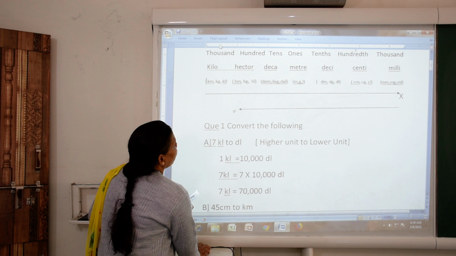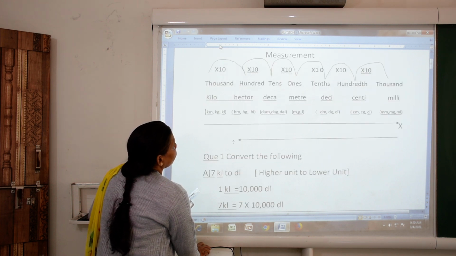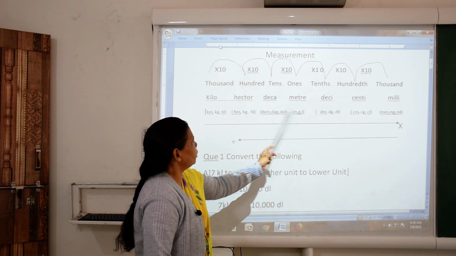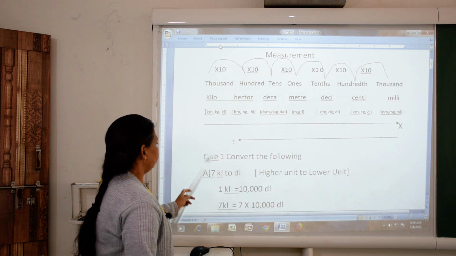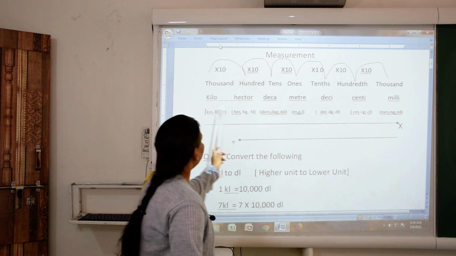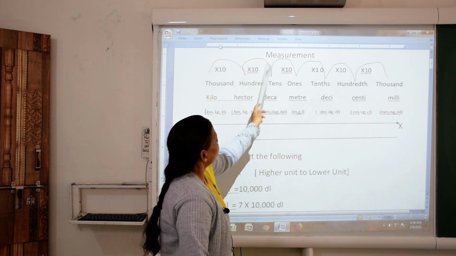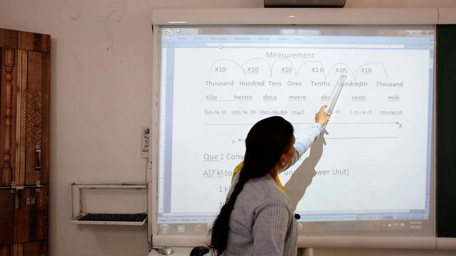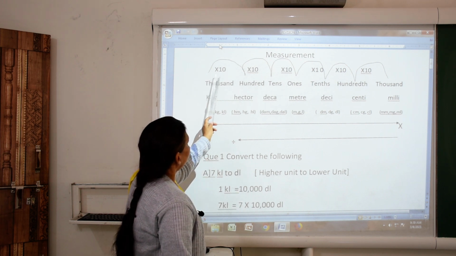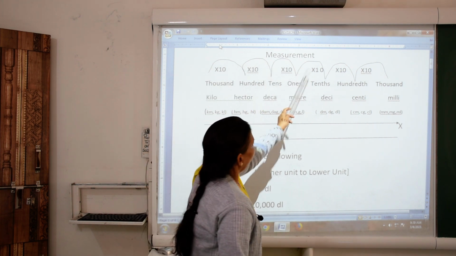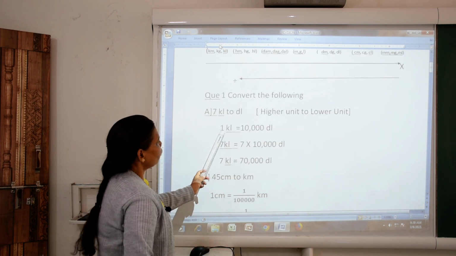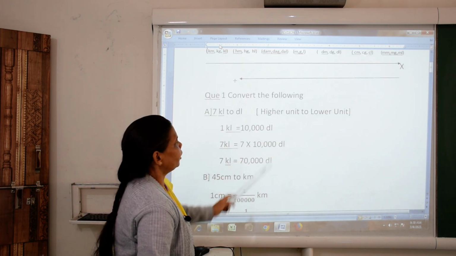So you know, children, how to convert. You have to remember all these series of units. So kiloliter here and deciliter here. How many jumps here? 1, 2, 3, 4, and deciliter here is 5. 1, 2, 3, 4. So 1 kiloliter is equal to 10,000 deciliter.